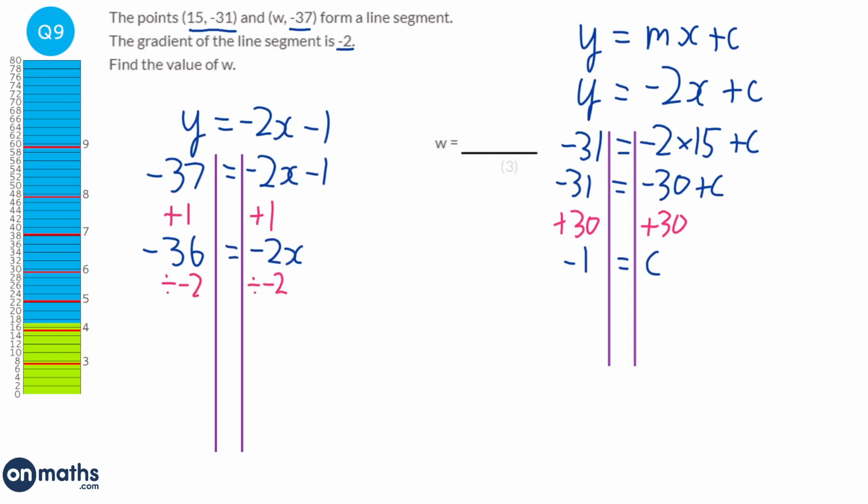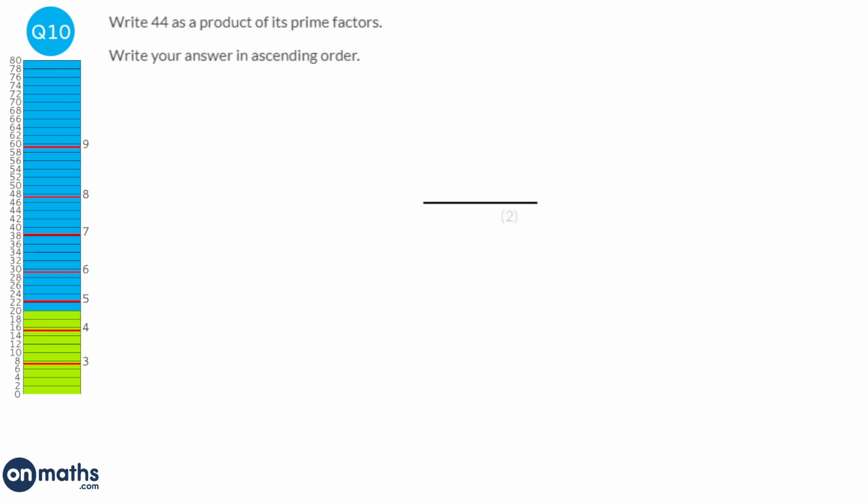And a negative divided by a negative is positive. 36 divided by 2 is 18. And then obviously that gets rid of the coefficient of the x, so it's just x. So x equals 18. So the x value is 18 and the x value is the w value. So w is 18.